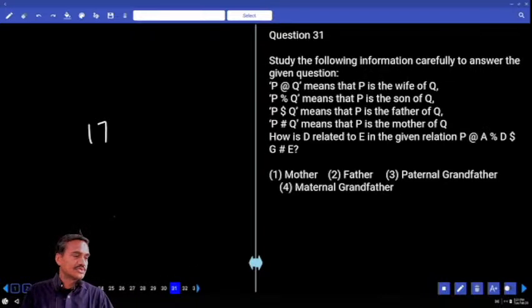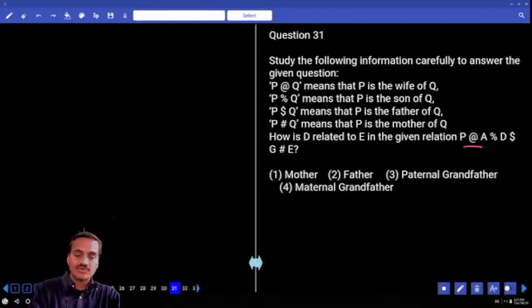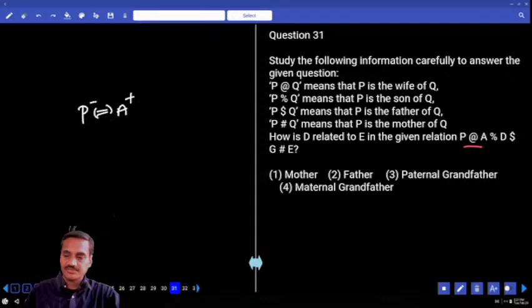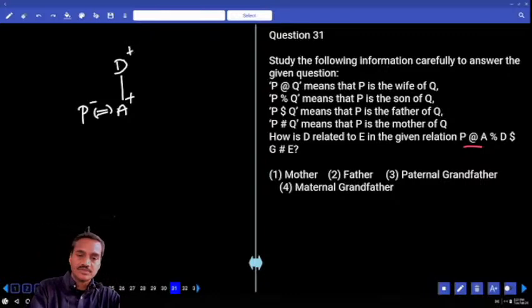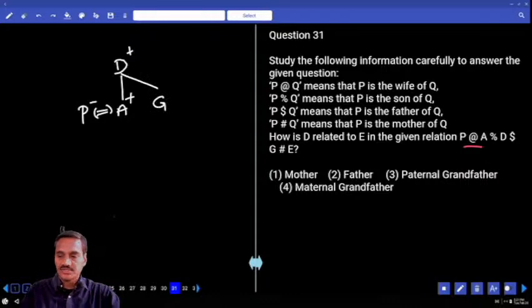Now, coming to question number 31, it is based on coded blood relations. P @ Q means P is the wife of Q, and so on. Then, how is D related to E in the given expression? P @ A means P is the wife of A. P is a female, A is a male, and A % D means A is the son of D. D $ E means D is the father of E, and G # E means G is the mother of E. Now, this is the information we have.